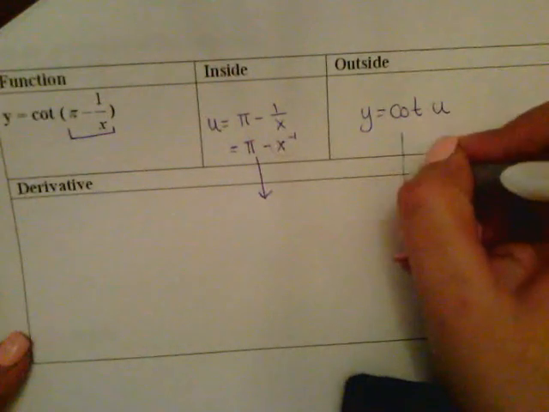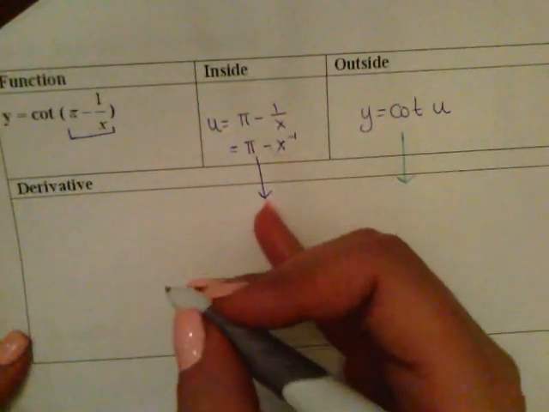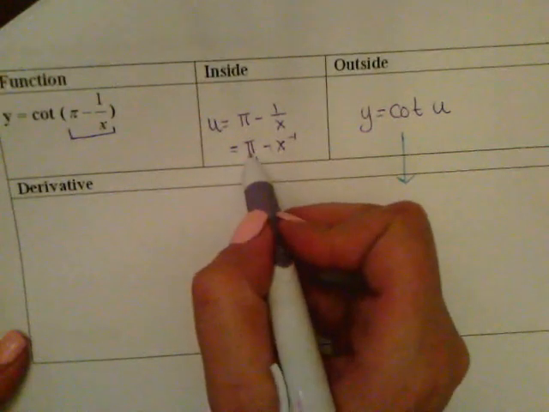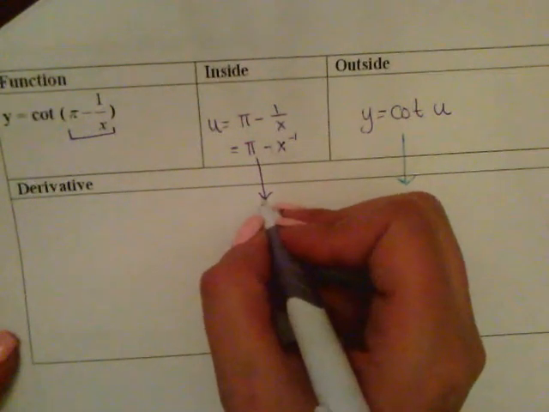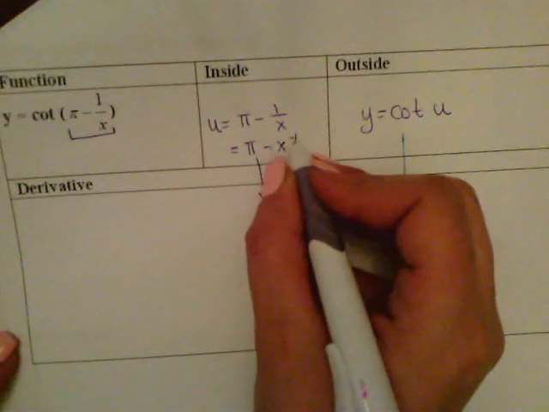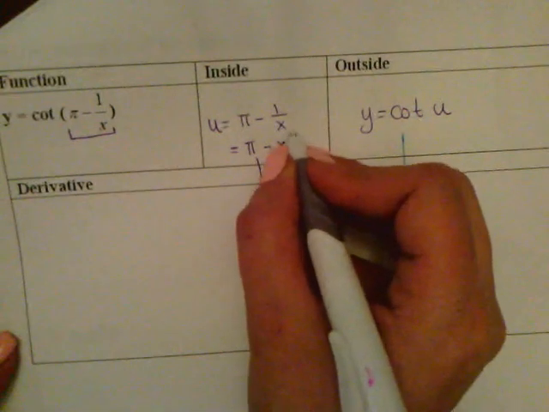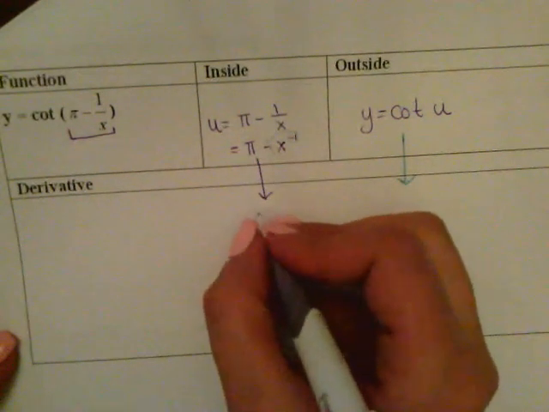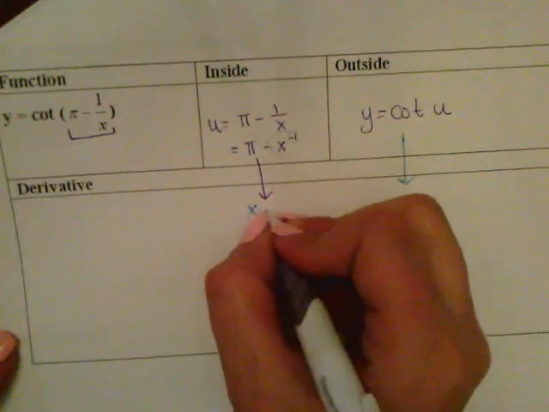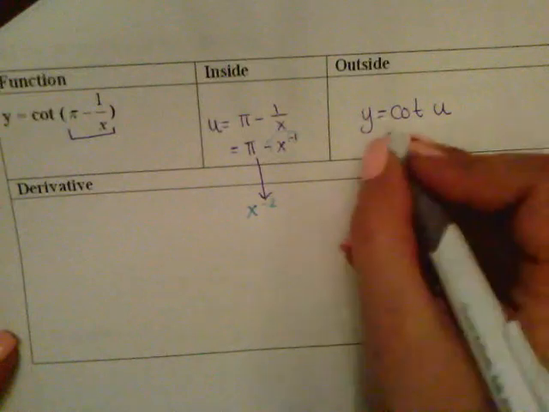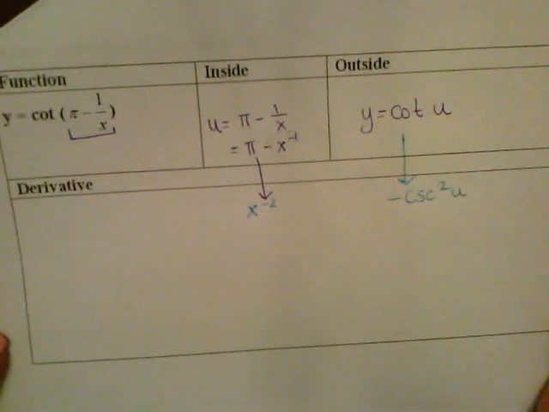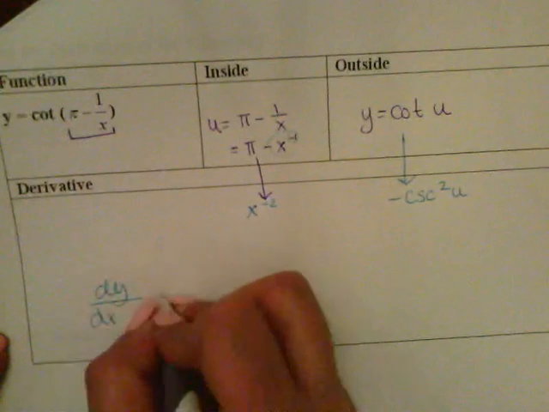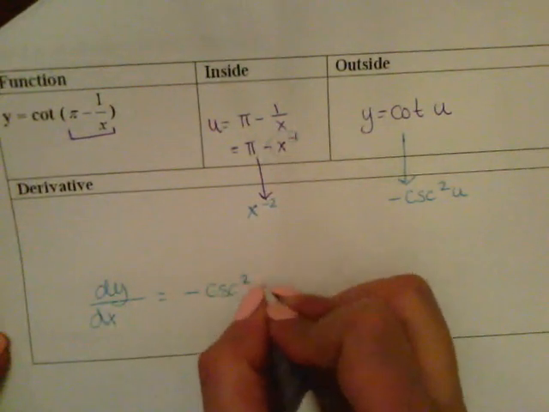Okay, let's find the derivative of both. Remember your trig derivatives. So the derivative of pi is just a constant, right? So it's a number. So the derivative is 0. And then the derivative of negative x to the negative 1, you bring down that negative 1. So what happens? You get a positive x raised to the negative 2. And then here, cotangent of u is going to be negative cosecant squared of u. So now my dy dx is just negative cosecant squared of u.